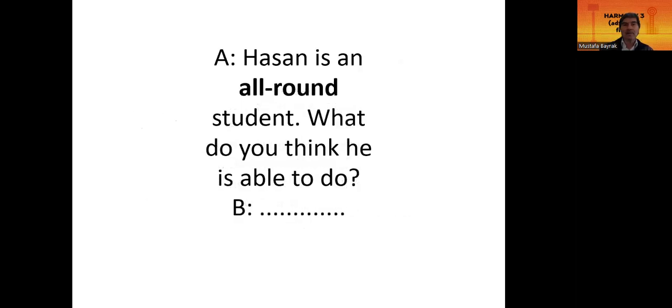Excellent work. Hey, Hasan is an all-round student. What do you think he is able to do? He is able to learn foreign languages easily. He is able to solve mathematical problems. He is able to sing a song.